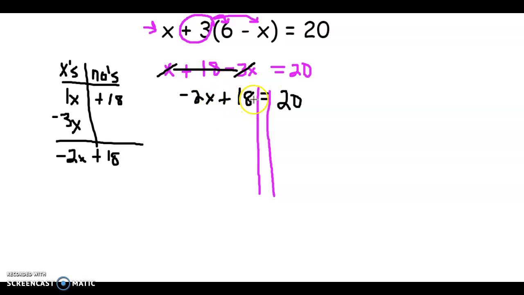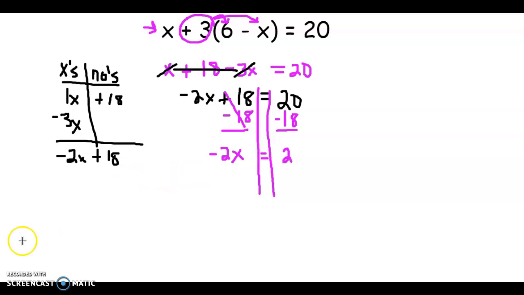So I look at the constant. I have an addition of 18. If I want to zero that out, I'm going to do the opposite, which is subtracting 18. Anything I do to one side of the equal sign, I have to do to the other side for them to remain equal. These 18s zero out, which is what I want because I'm trying to get those x's all by themselves. I bring down the negative 2x and my equal sign, and 20 minus 18 is 2.